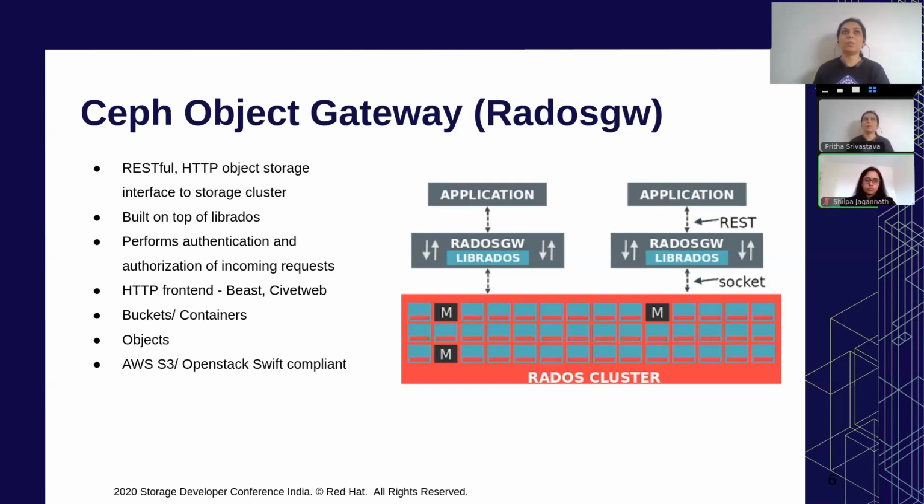It supports a couple of HTTP frontends. They are Beast and Civet Web, and it stores data in buckets and objects. Ceph Object Gateway is both AWS S3 as well as OpenStack Swift compliant, and we can write data using one API and access data using the other API, since both of them share the same namespace underneath.